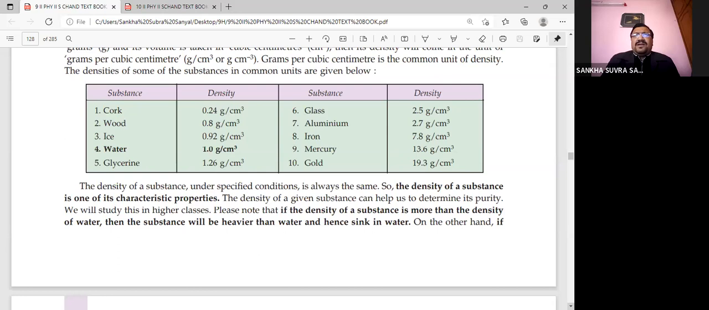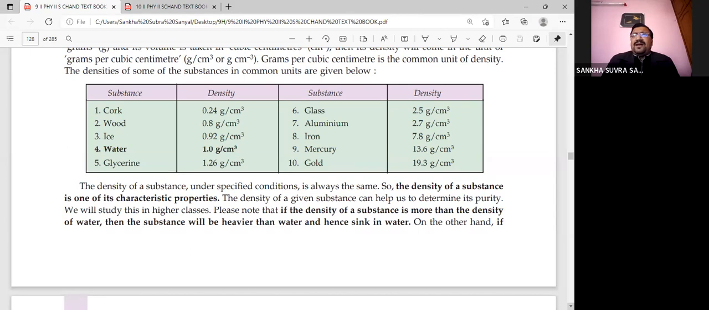Have a look. The same values that we have in the previous table, here they had been converted into gram per centimeter cube. Water would be considered to be having 1 gram per cc density, while that of ice, wood, and cork would be 0.92, 0.8, and 0.24 gram per cc respectively. Similarly, we have it for glycerin, glass, aluminium.